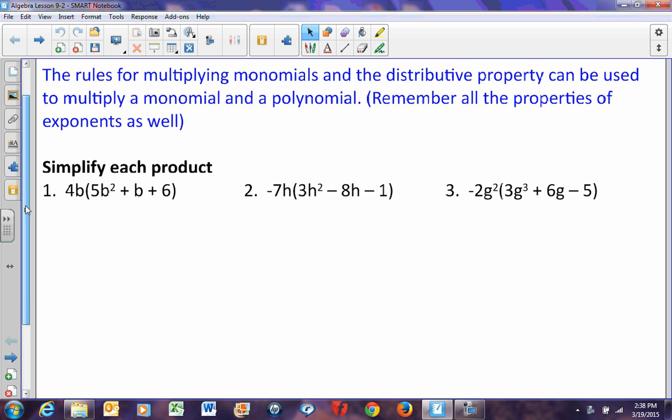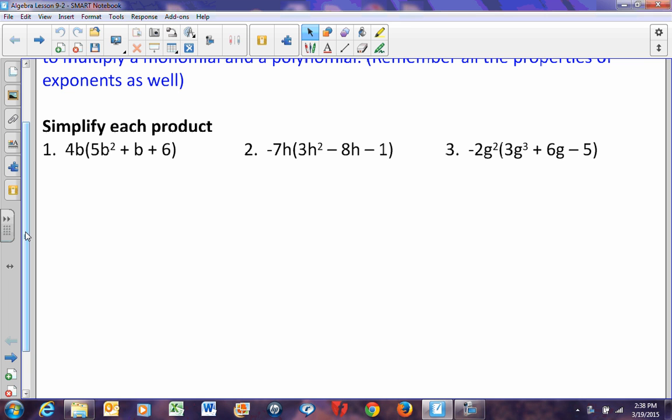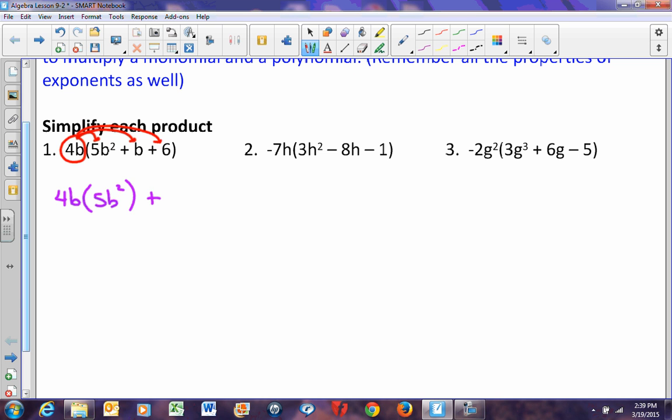If we're trying to multiply a monomial times a polynomial, you're basically going to distribute all the way through the polynomial. So we're going to take this 4b and multiply it by everything inside the parentheses. So we're going to multiply the 4b times the 5b squared, the 4b times the b, and the 4b times the 6. If this will help you, write it out. 4b is going to be multiplied by 5b squared, and then you're going to add, the 4b is going to be multiplied by the b, and you're going to add again, and the 4b is going to be multiplied by the 6.